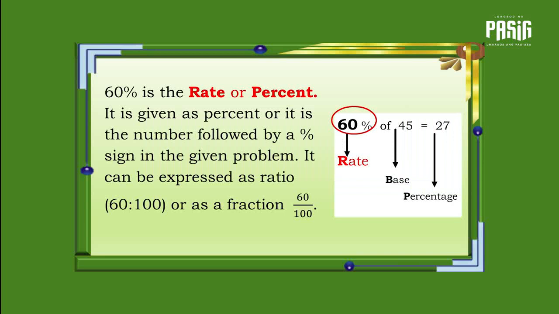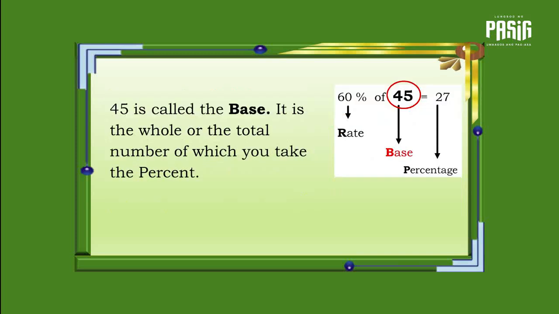Going back to the equation, 60% of 45 is equal to 27. 60% is the rate or percent. It is given as percent, or it is the number followed by a percent sign in the given problem. It can be expressed as ratio 60:100 or as fraction 60/100. As you can see, this is the rate because this is the number having the percent sign.